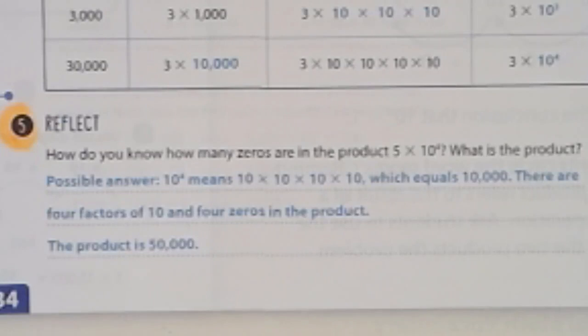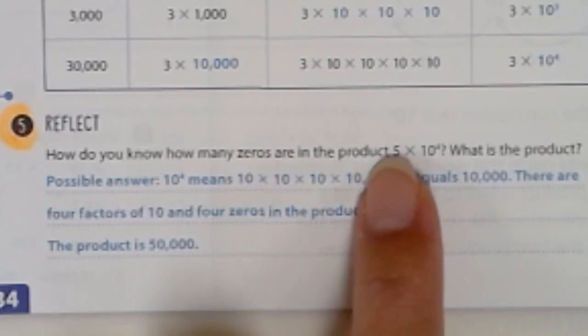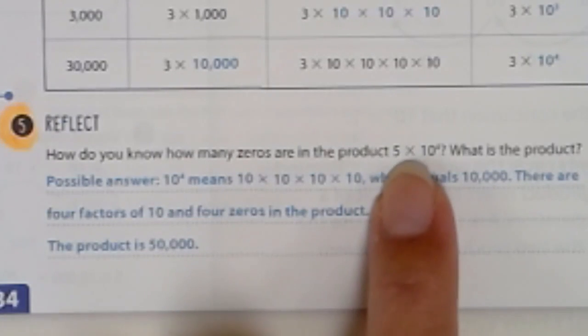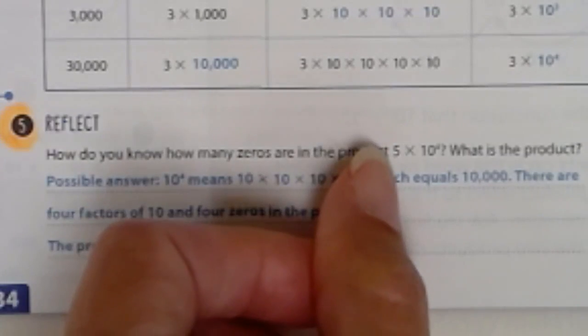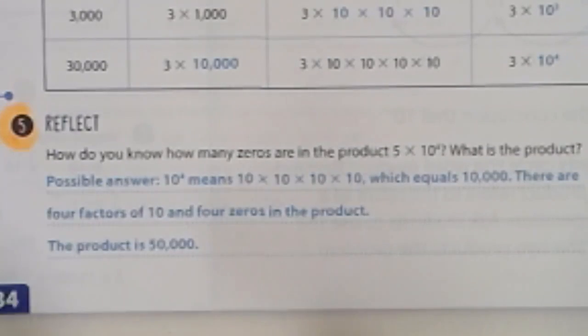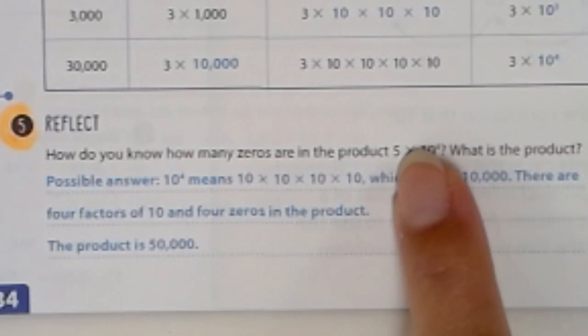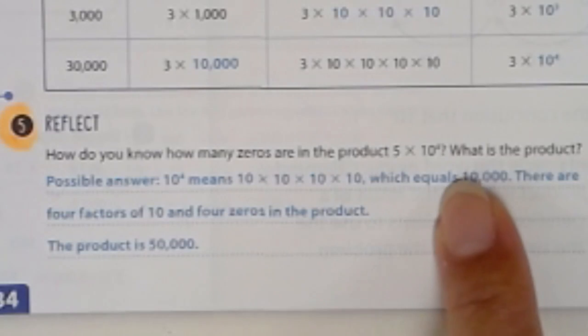Now, that only is working here because this is a whole number. If this was decimal 5, you could not just add 4 zeros. It would not work. Okay, but since the decimal is at the end of this number, you can just add your 4 zeros.